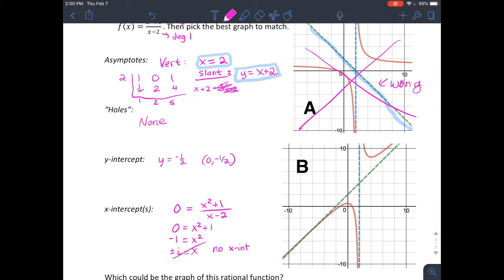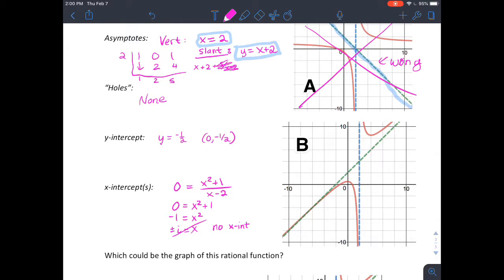Can't be graph A. Graph B, asymptotes look okay, I think. You kind of have to check your scale on your y-axis there. But yeah, looks like your asymptotes are fine.